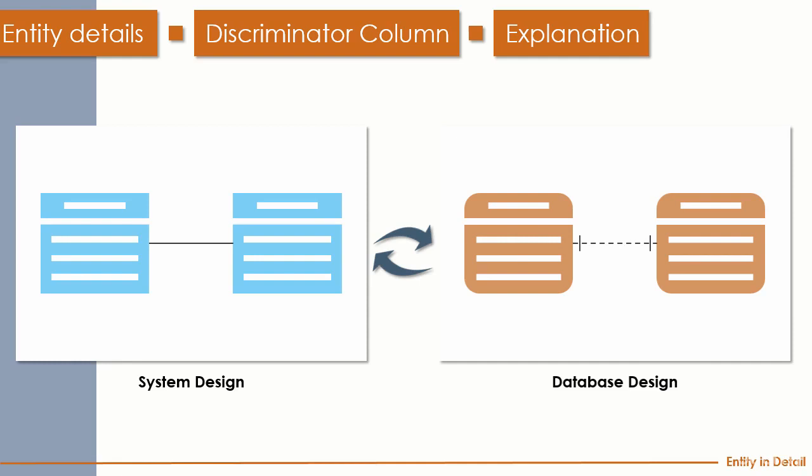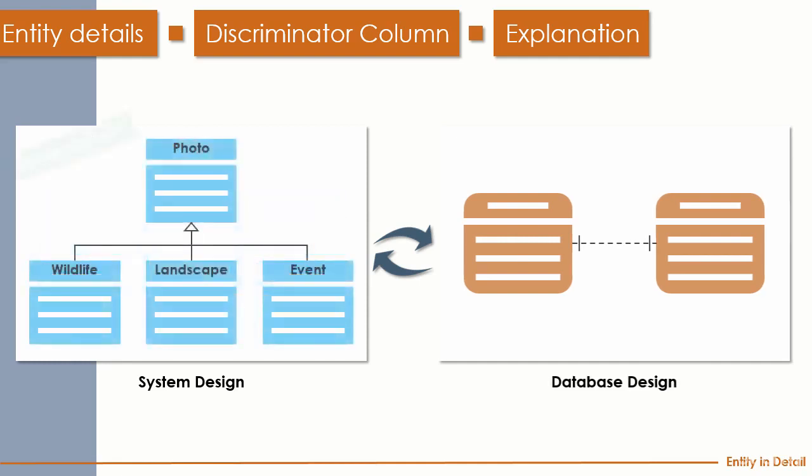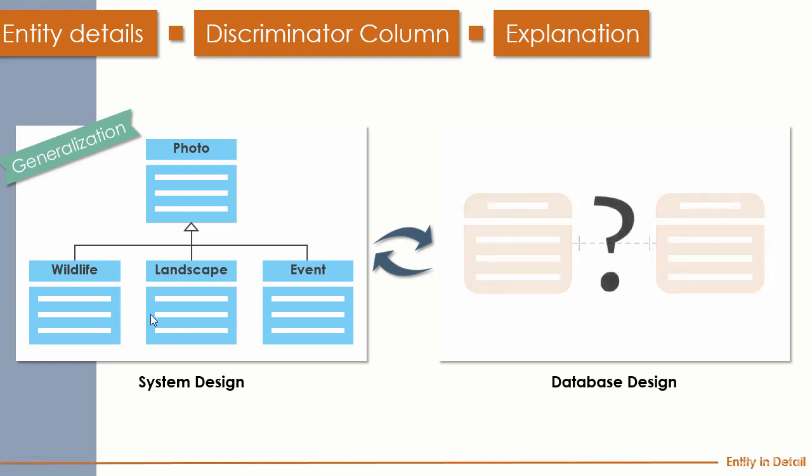The discriminator column is used to solve one problem. When you're drawing the class diagram, you define the class hierarchy. You can use generalization to specify the superclass and subclass. This is an example where we have a photo class and different subclasses for different properties and different behavior. We have wildlife, landscape and event. You define it in the class diagram, and during the programming it is very natural. But how about the database? We need to save this object to the database.